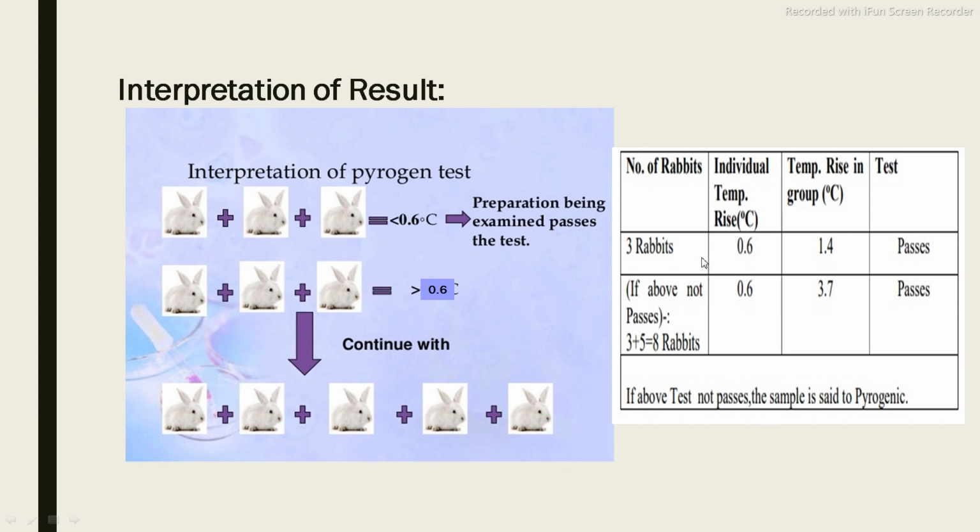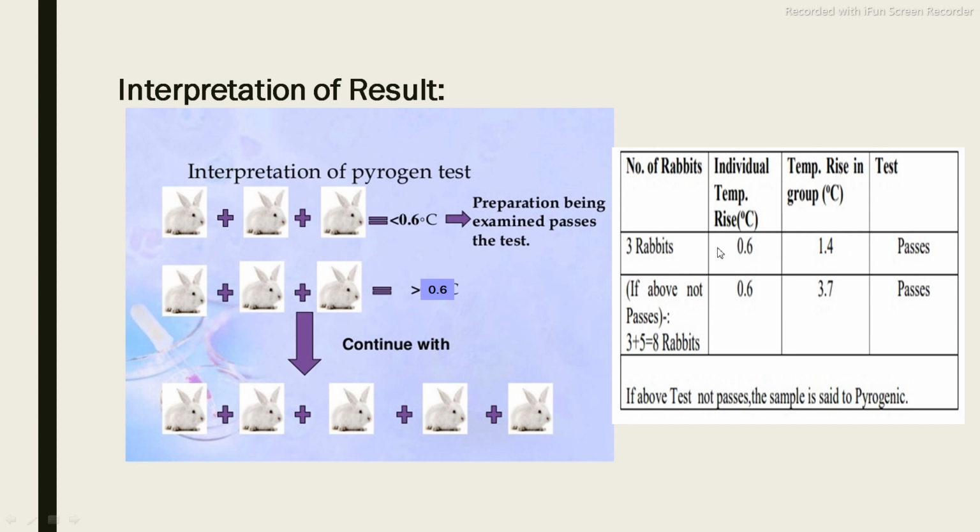And what should be the reading? Just look at this observation table. In the first test, if we are taking a group of 3 rabbits, the individual body temperature rise shall not be more than 0.6 degrees Celsius, and the temperature rise in the group of 3 should not be more than 1.4 degrees Celsius. Then it passes the test for pyrogen. Individual temperature 0.6 and group temperature 1.4.